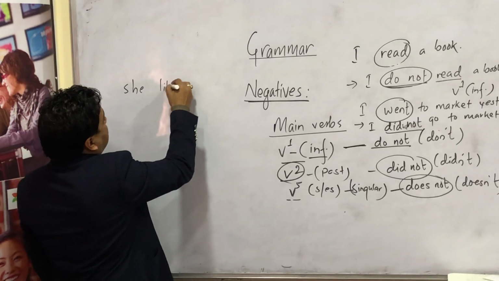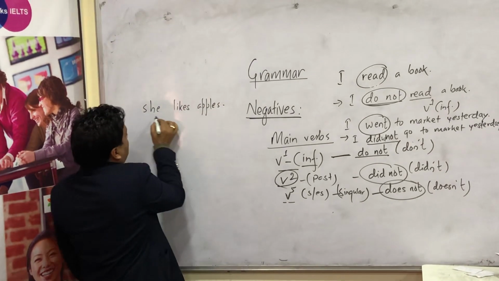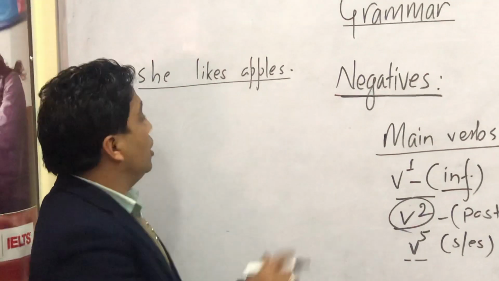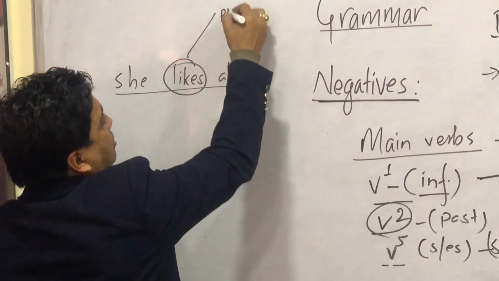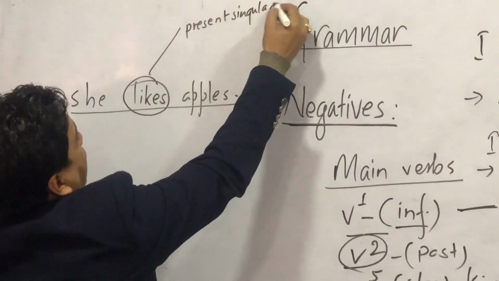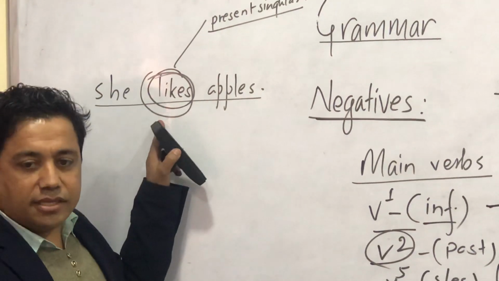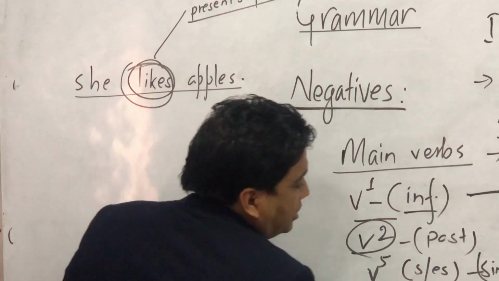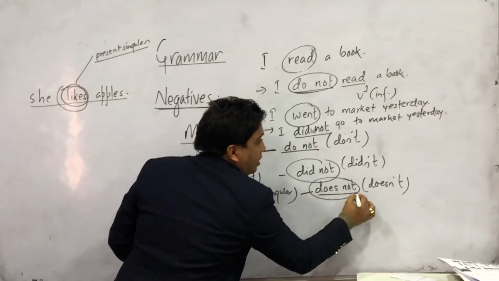She likes apples. Okay. So she likes apples. Look at the verb. This verb is present, and it is singular, right? This verb is present, and it is singular. Okay, when we make the negative of present singular, you need to use does not. Okay, does not.